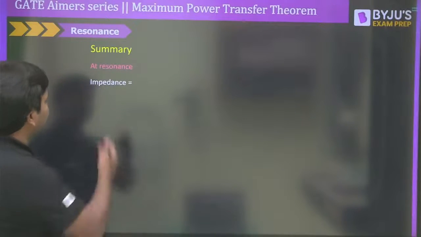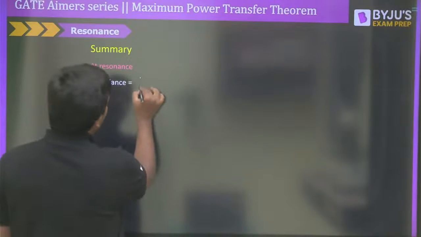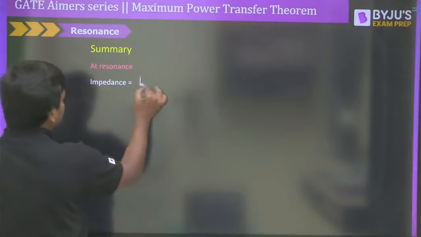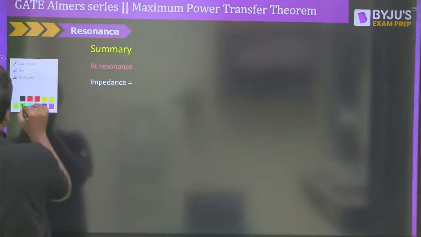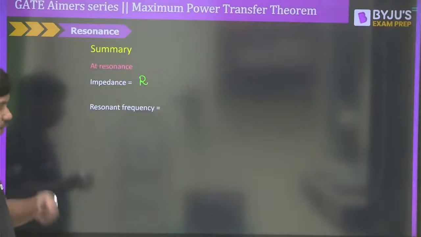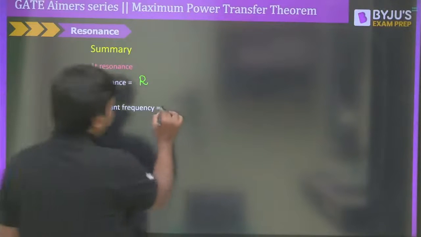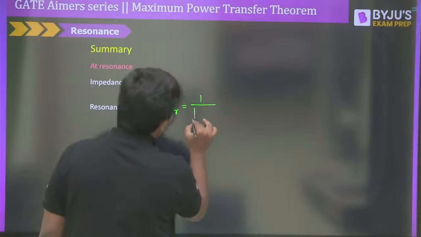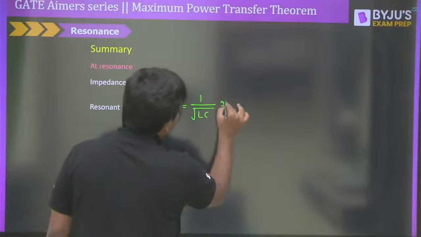At resonance, impedance is equal to resistance. Clear? So let me take another color here. This summary note, please keep it with you, because it helps you a lot wherever and whichever example you go, in any exam you write. Resonant frequency, what is that? Omega R is equal to 1 divided by under root of L into C radian per second.